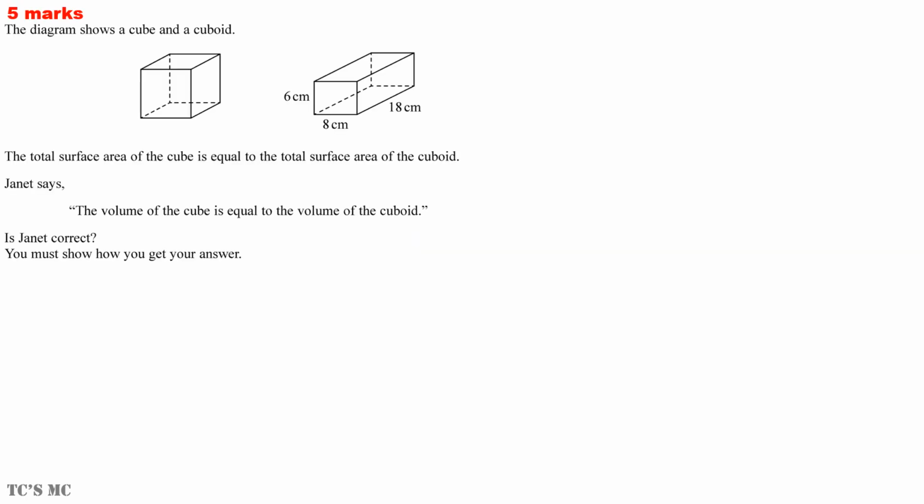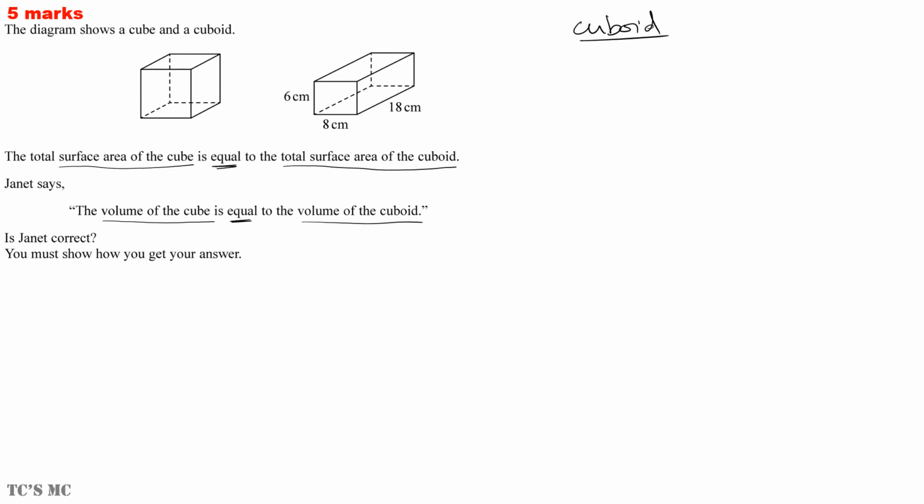The diagram shows a cube and a cuboid. The total surface area of the cube is equal to the total surface area of the cuboid. Janet says the volume of the cube is equal to the volume of the cuboid. Is Janet correct? You must show how you get your answer. We only have dimensions for the cuboid. So let's start with the cuboid. We need to work out the surface area.